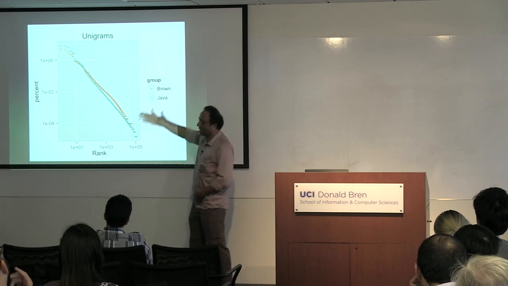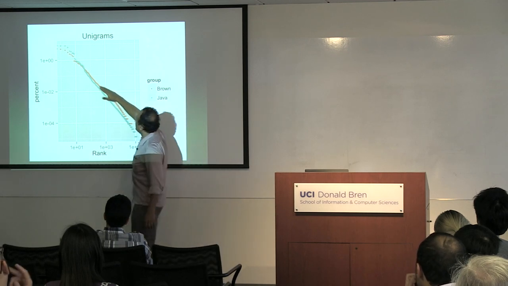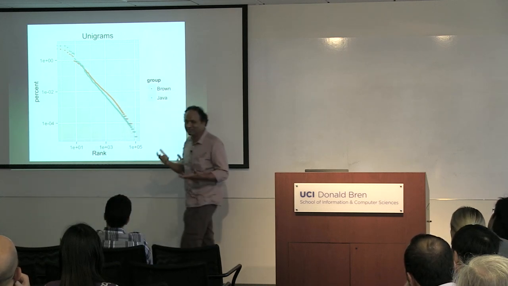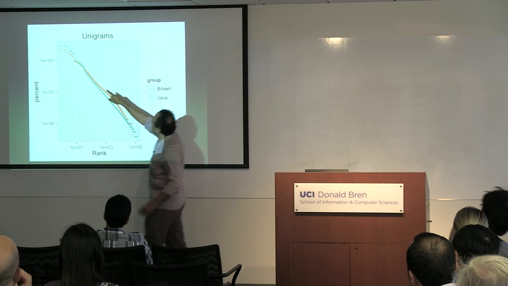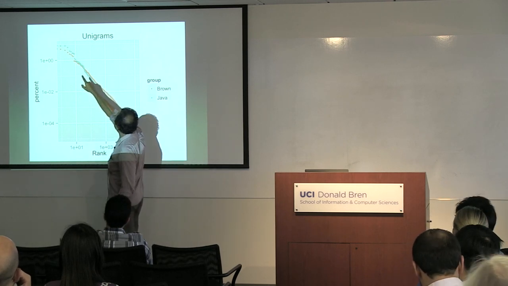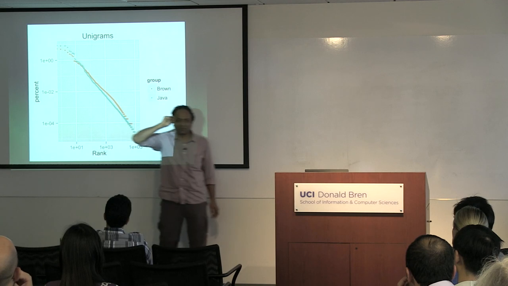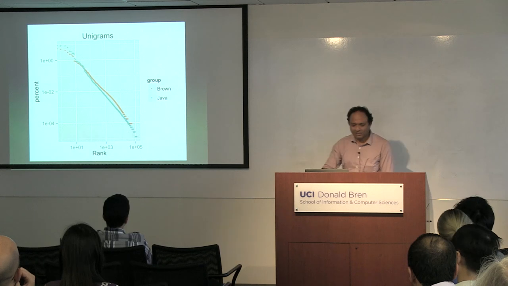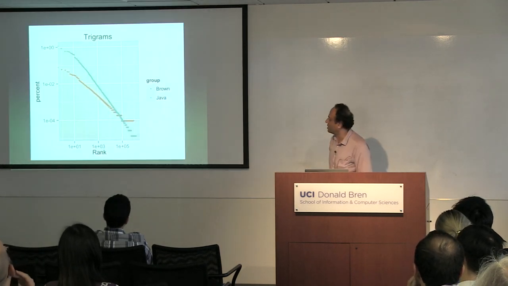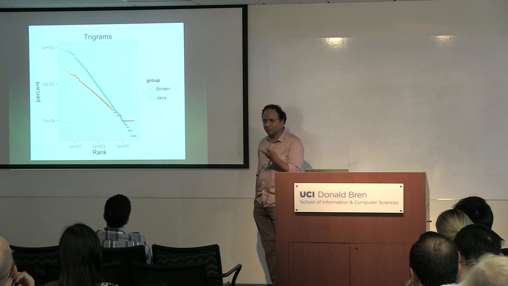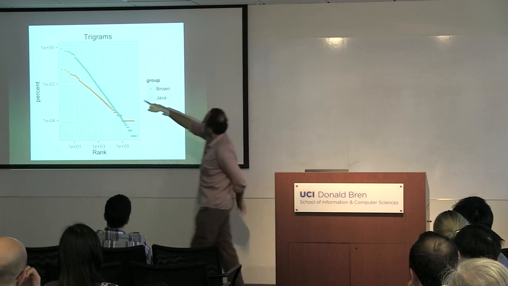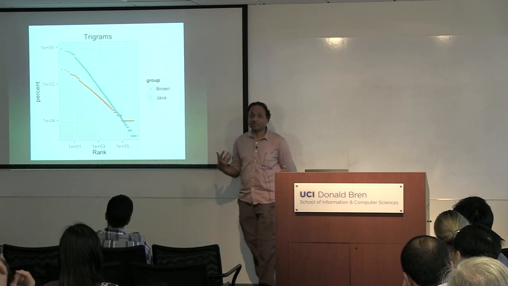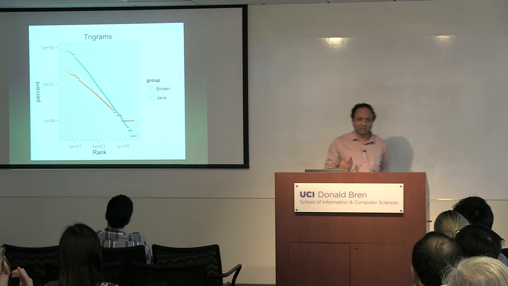So this is just comparing the two. What do you see here? First of all, they cross. They have to cross because the whole thing has to add up to one on the y-axis. It's relative frequency, so the probabilities have to add up. The most frequent token in Java is quite a bit more frequent than the most frequent token in English. So Java is actually much more repetitive. This is much stronger in this plot of trigrams, sequences of three tokens. You can see how much more frequent the top tokens are in Java than in the Brown corpus. There's a lot more repetition in the Java corpus.